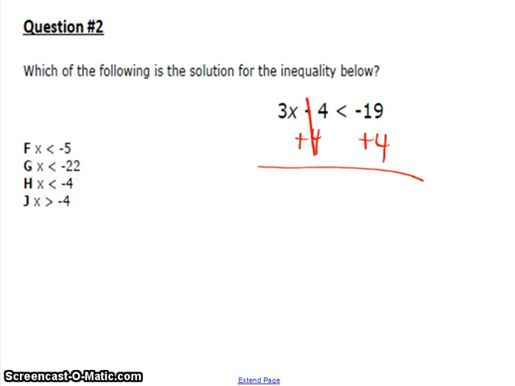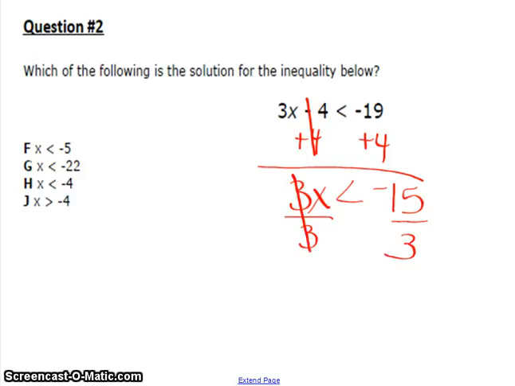My negative 4 and positive 4 cancel out. I'm going to bring down the 3x. I'm going to bring down the less than symbol, and it is going to be less than the answer to a negative 19 and a positive 4. When you subtract these numbers, since the signs are opposite, we subtract, I get a negative 15. For this step, you have to now move the 3. I'm going to divide both sides by 3.